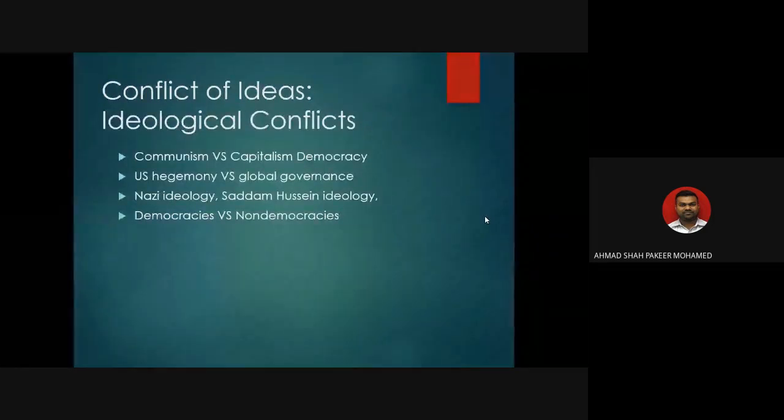Okay, and the second will be the conflict of ideology that happened in the Cold War, communism versus capitalism. US hegemony versus global governance. Global governance will be the UN. So who is the hegemon right now? Who is actually conquering the world right now? Is it the US, a unilateral state that conquers the world, or the United Nations that is being used to conquer the world? So, ideology and also theory.